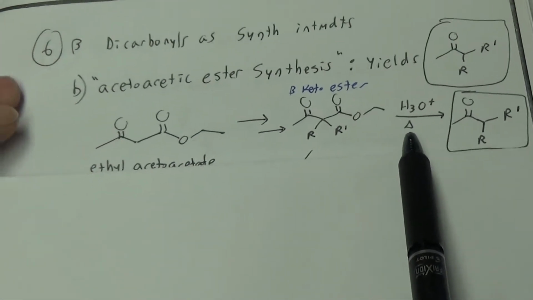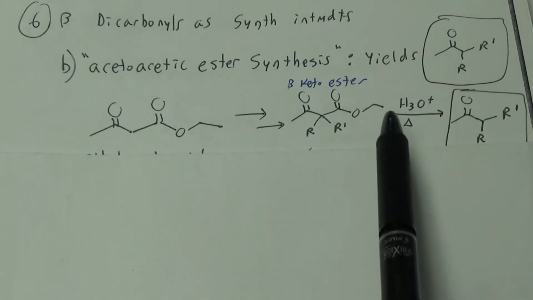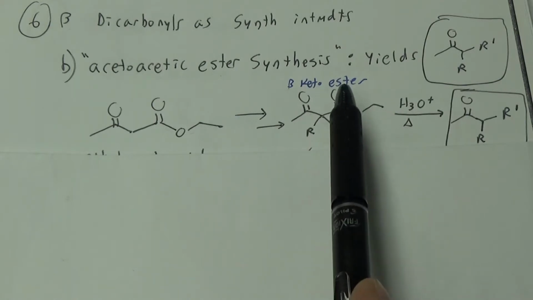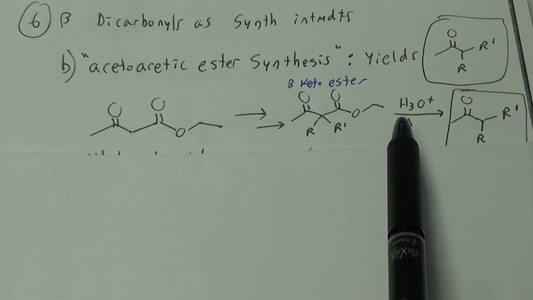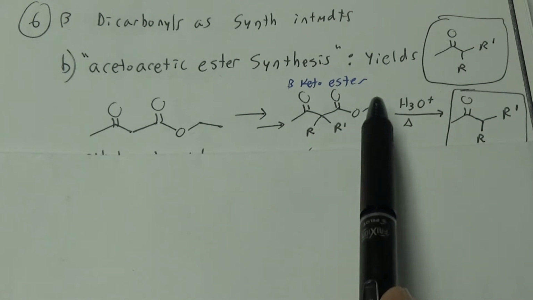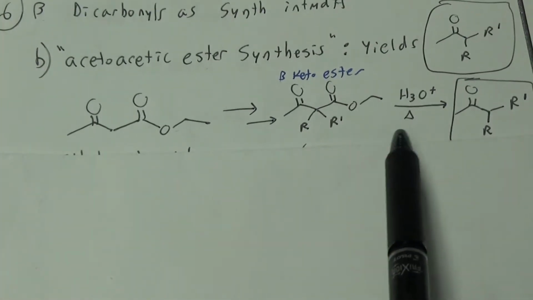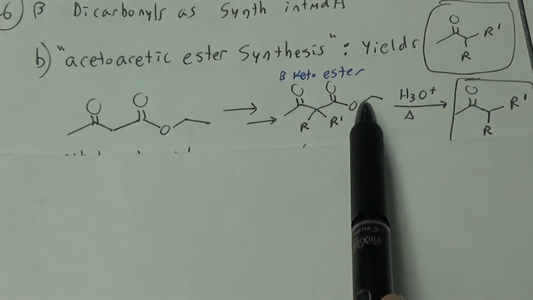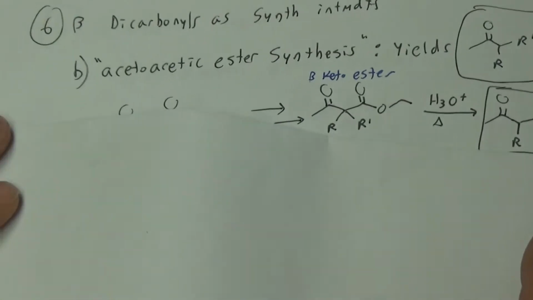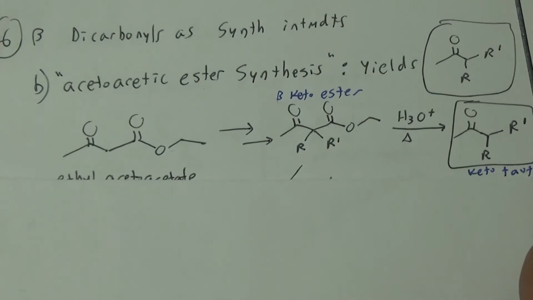And then the cool thing happened where we use acid, and acid accomplishes two things. It hydrolyzes the ester to an acid, so you go from a beta keto ester to a beta keto acid, and it also facilitates the decarboxylation, so the loss of that carbon, and we lose CO2. So the net byproducts of this reaction are going to be ethanol and CO2. Ethanol and CO2 are being kicked out through this reaction.